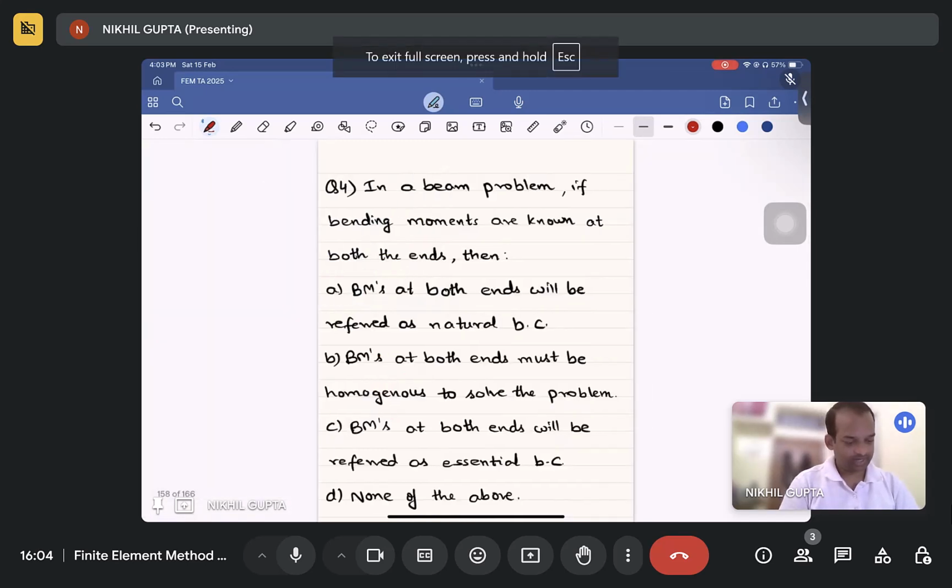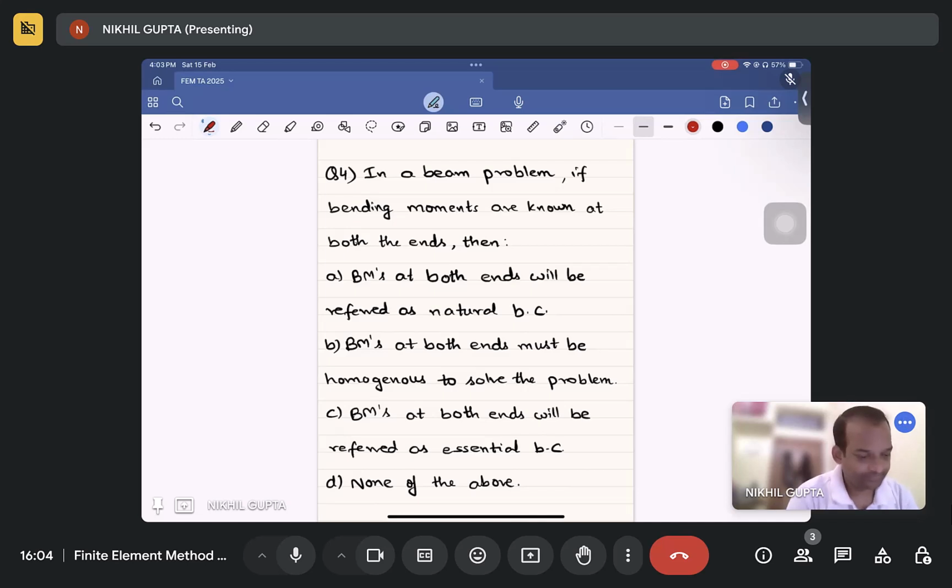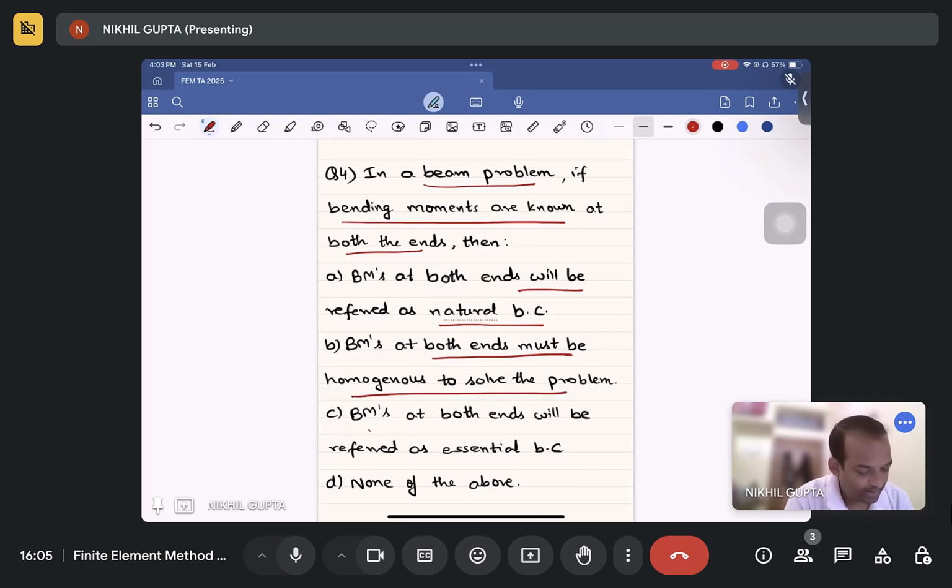So a similar problem related to this is this. Just read it. It says in a beam problem, if bending moments are known at both ends, then okay. Bending moment at both ends will be referred to as natural boundary condition. Bending moments at both ends will be homogeneous to solve the problem. Bending moments at both ends will refer to essential boundary condition.